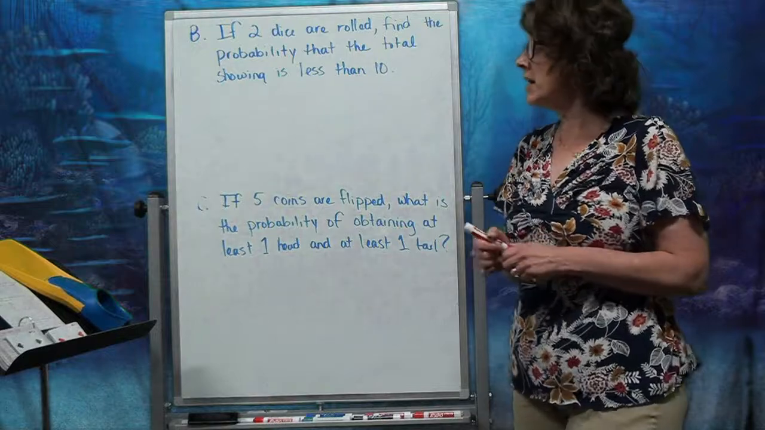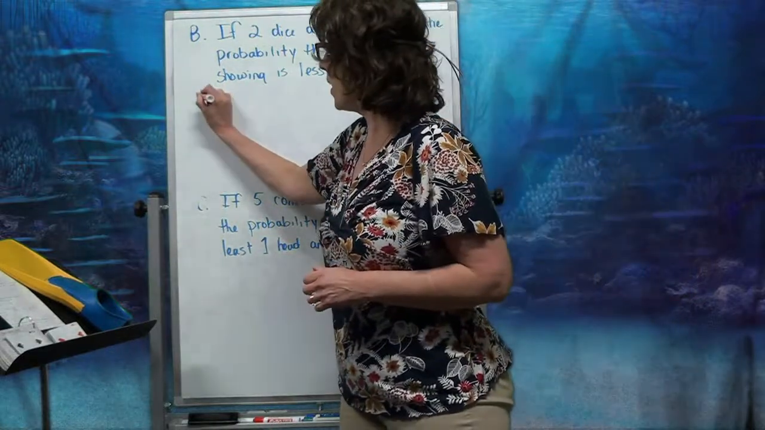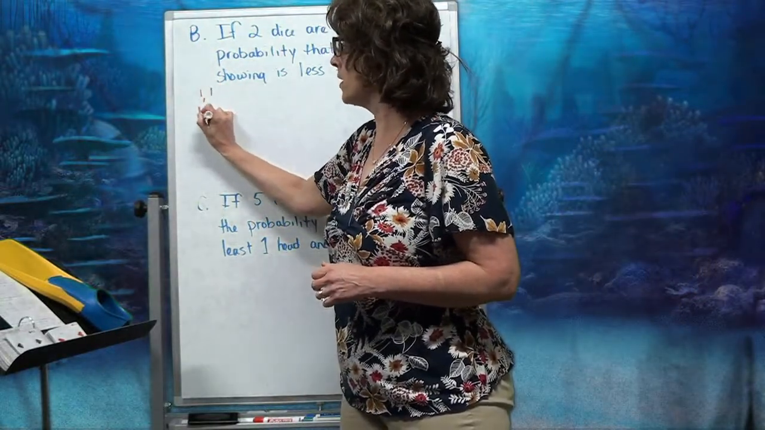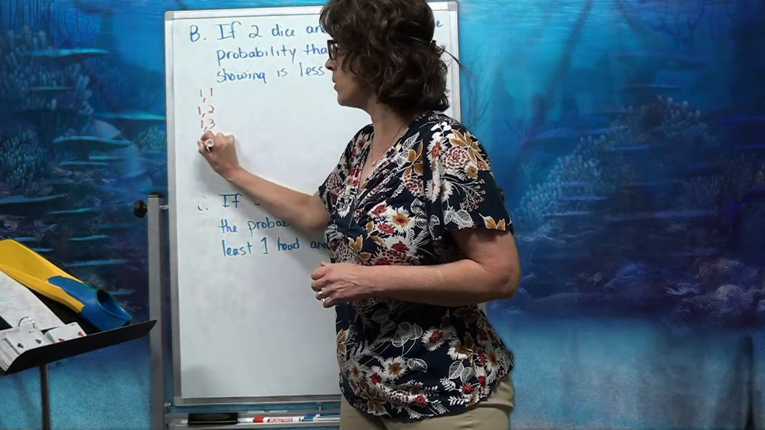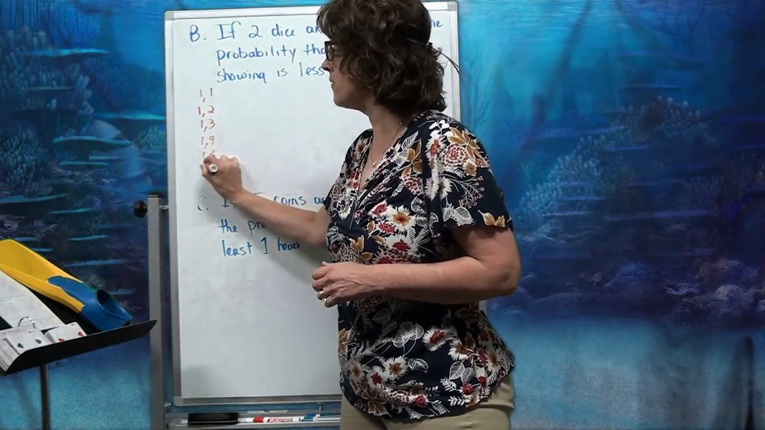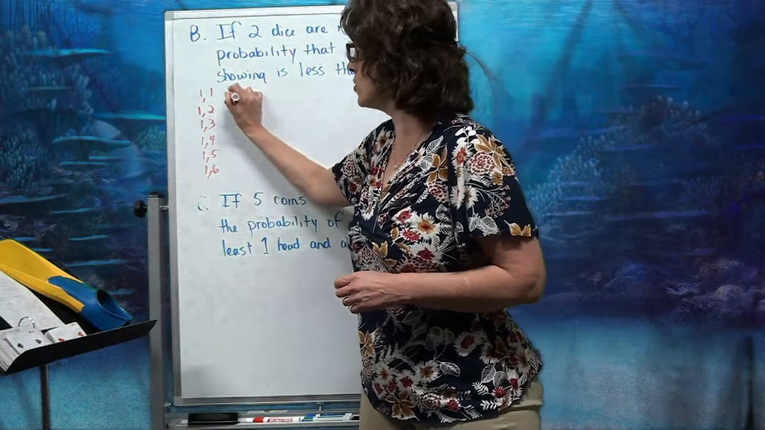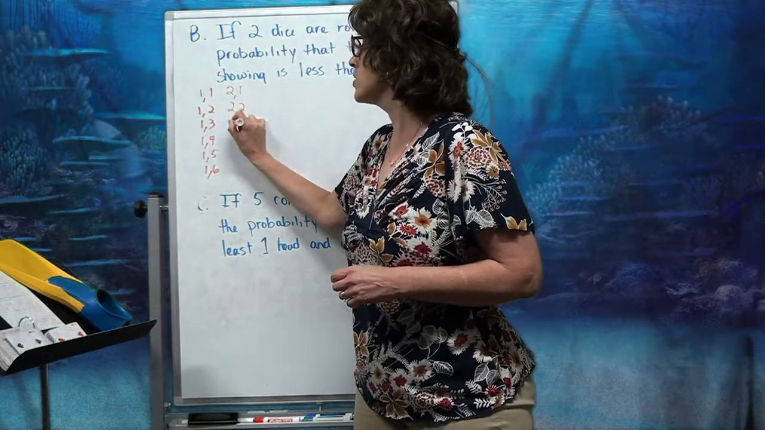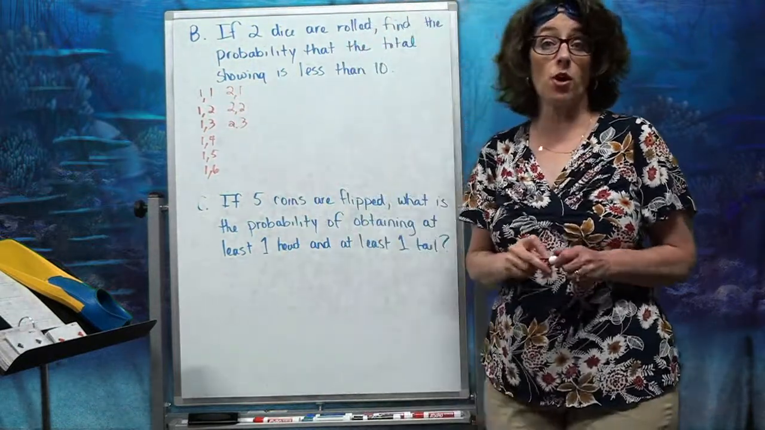Because I could roll one die and come up with a 1 and the next one be a 1, or I could do a 1 and then a 2, and I could do a 1 and a 3 and a 1 and a 4, a 1 and a 5, 1 and a 6. I could do a 2 and a 1, 2 and a 2, 2 and a 3. This is getting exhausting already.